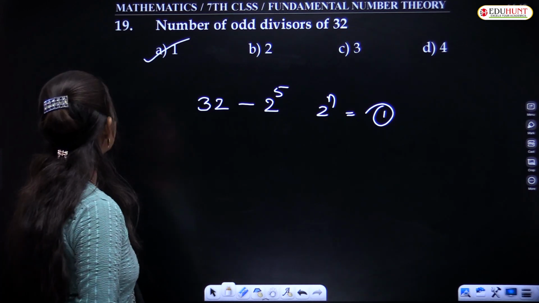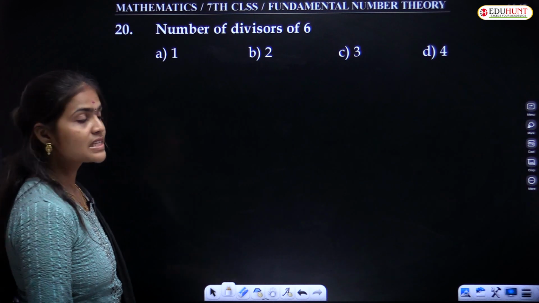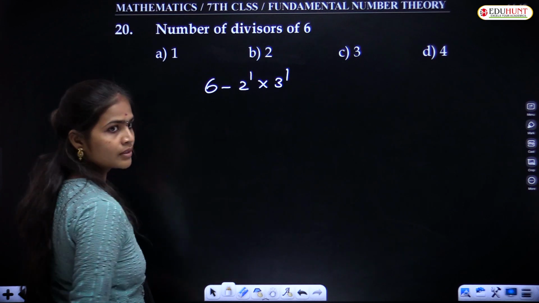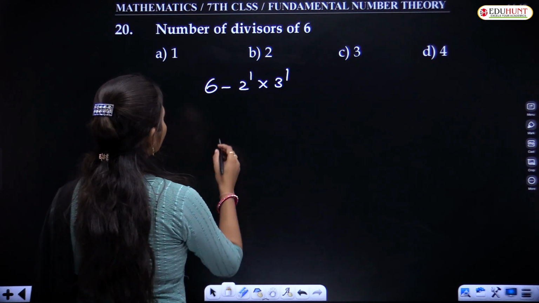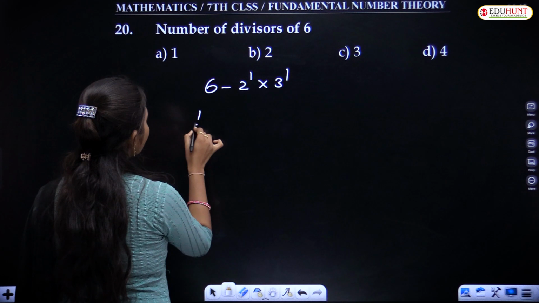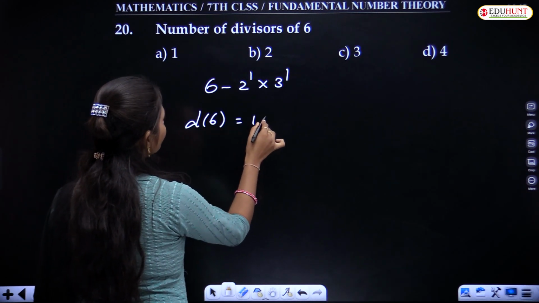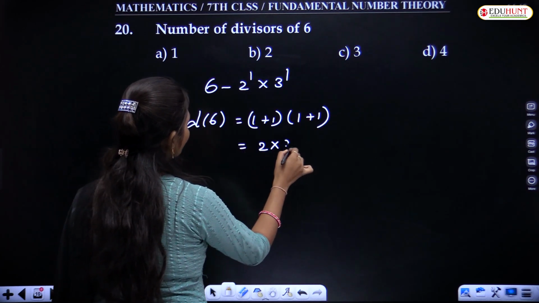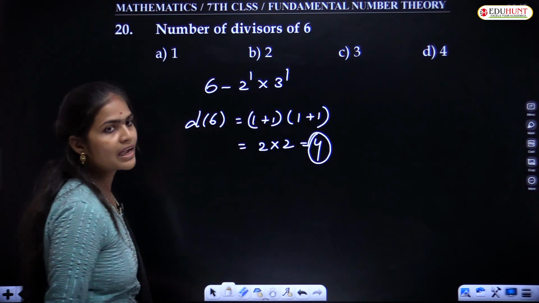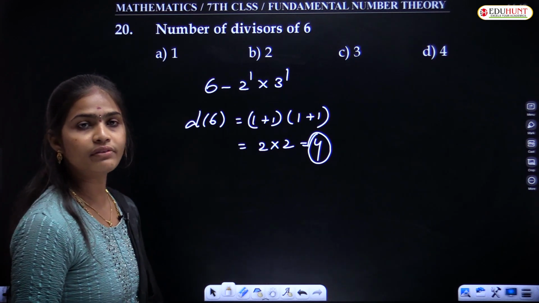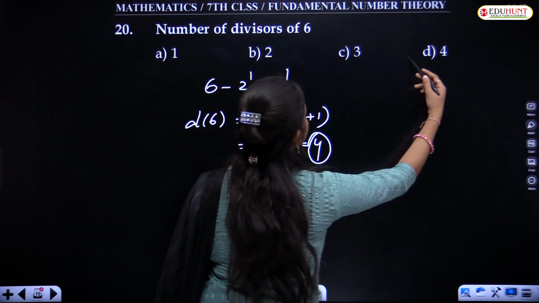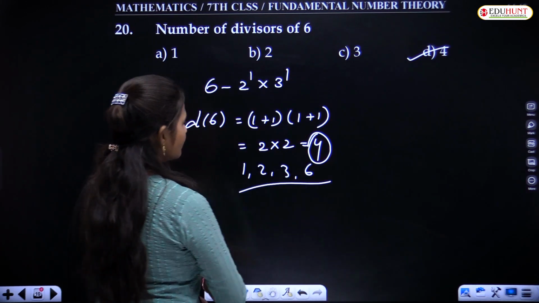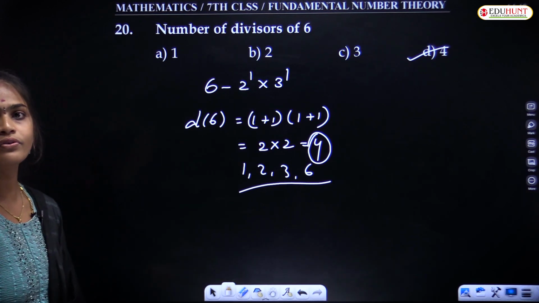Okay, so next one, number of divisors of 6. So 6 we can express as 2 power 1 into 3 power 1. Correct? So here, number of divisors: D of 6 is equal to (1 plus 1) into (1 plus 1), which is 2 into 2 equals 4. In total we have 4 divisors. So 6 is having how many divisors? 4. What are those? 1, 2, 3, 6. These are the divisors of 6.